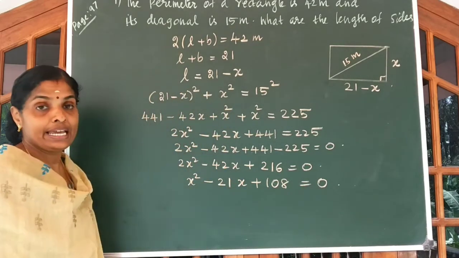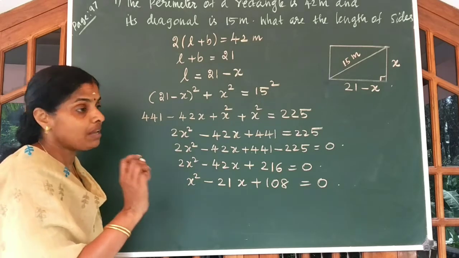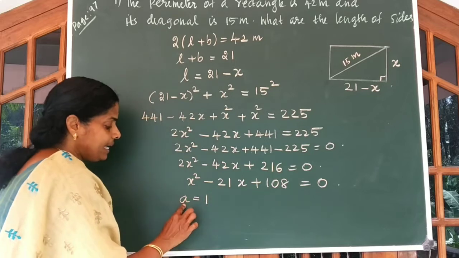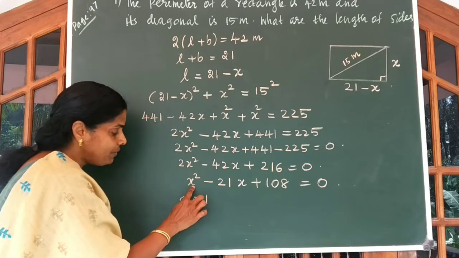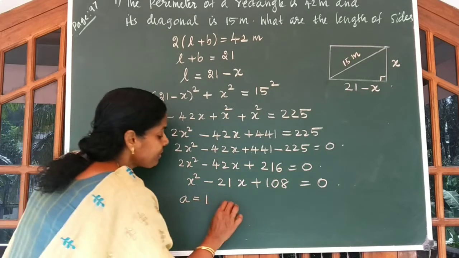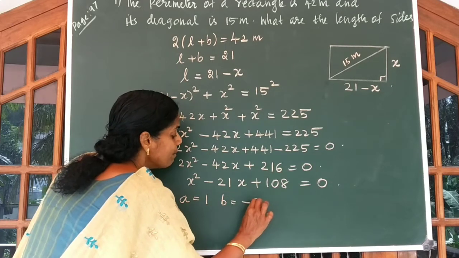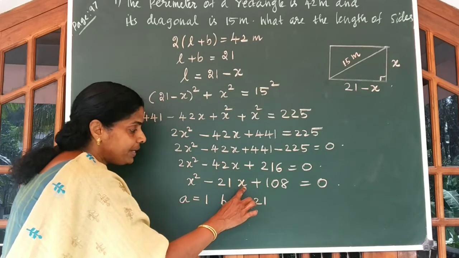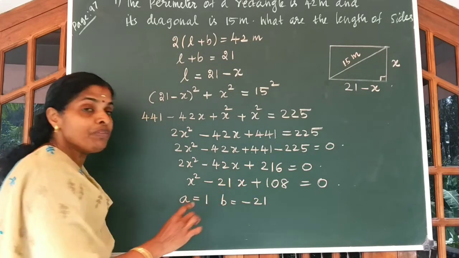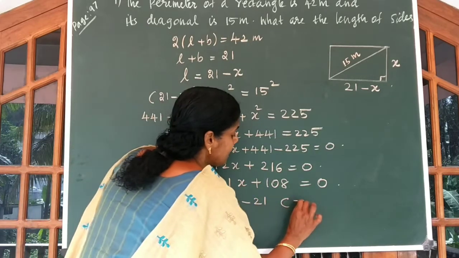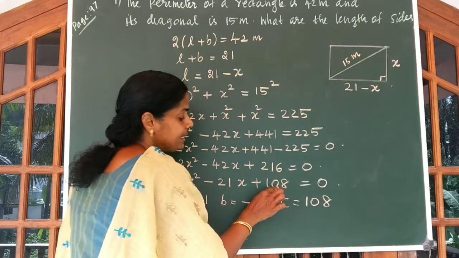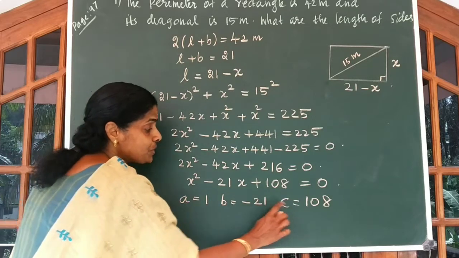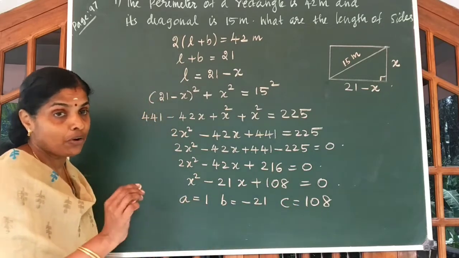Now let us write a, b and c value. Here a is equal to 1. A is nothing but the coefficient of x square. B is equal to minus 21. B is nothing but the coefficient of x, which is equal to minus 21. And C is equal to the last term 108. Let us substitute a, b, c in our formula.